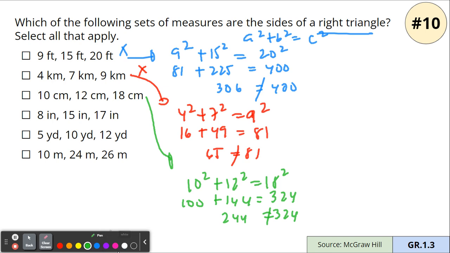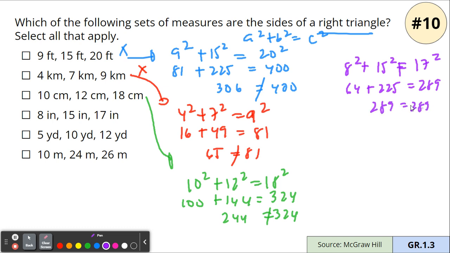Okay, let's move on to the next one. 8 squared plus 15 squared is equal to 17 squared. So that is 64 plus 225, and 17 squared is 289. 64 plus 225 is 289, equal to 289, and that is a right triangle. Good job. Let's have the next one.